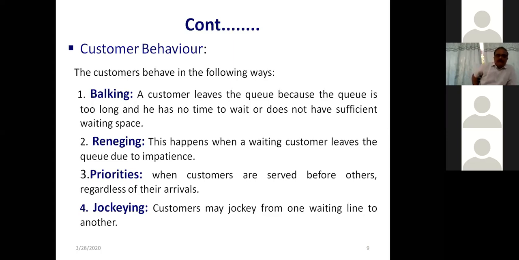Now, balking is basically a case where a customer leaves the queue. And why does he leave the queue? Because all these 50 queues are long and there is absolutely no space. And because of that, this particular customer who is the last entrant does not find sufficient space as well as chance of getting the service, and hence he leaves the system.